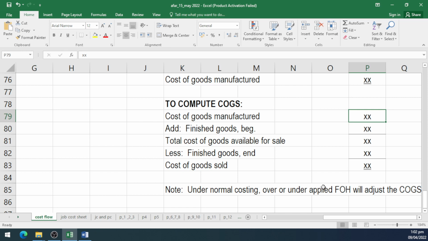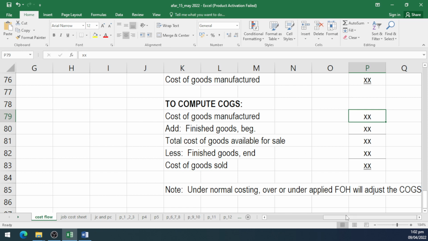Ibig sabihin nun. Pero pag nag-increase yung inventory, mas mataas yung ending finished goods kaysa beginning. Ibig sabihin nun, nag-increase yung ending finished goods, ma-minus nyo naman. Mas marami ang na-produce kaysa nabenta. Ibig sabihin nun. Kaya from cost of goods manufactured, bididak. And of course, if working backward, you must know how to do it right.